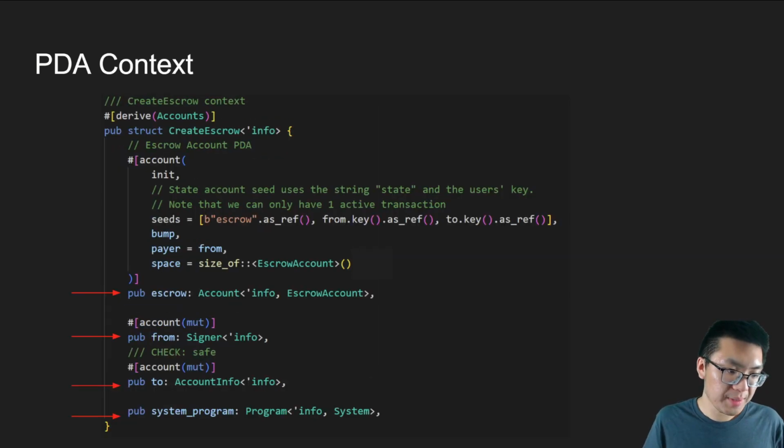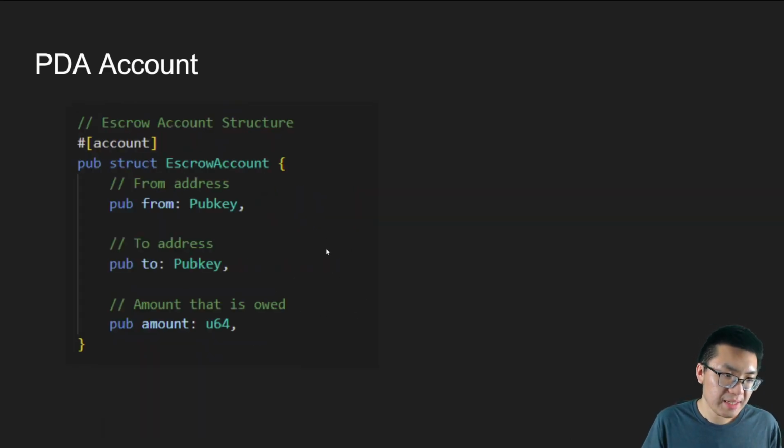And if we look at our PDA, it's represented by this escrow account, as you see right here. The escrow account takes in three fields: the from, the to, and then the amount. In theory, we would write a smart contract that interacts with this account to set and eventually deliver the amount. Of course, in this video, we're not going to do that. We're just purely learning about how to interact with a PDA.